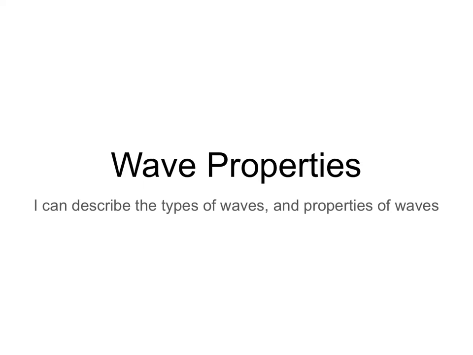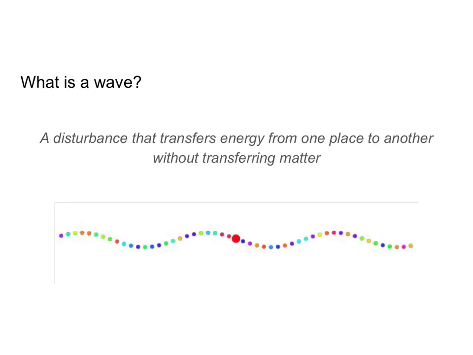So in this lesson, we're going to be talking about wave properties and learning how to describe the types of waves and the properties of waves. So first, we've got to make sure we know what a wave is. A wave is a disturbance that transfers energy from one place to another without transferring matter.